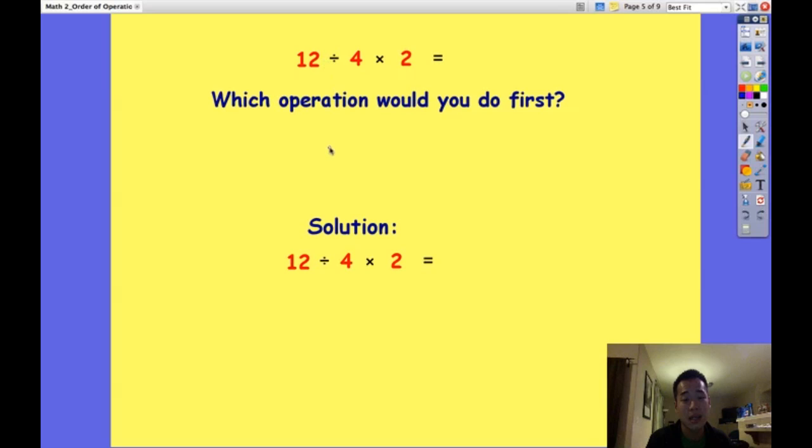So in this case, division comes first because it's left to right, so I'm going to divide before multiply.